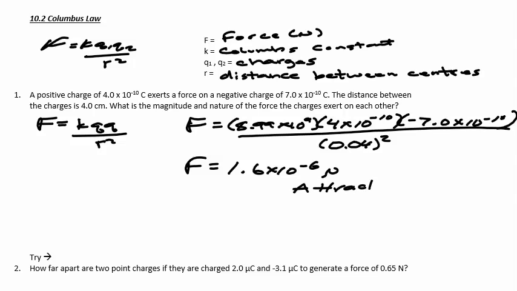And so I'm going to just talk about that negative as being attractive, because like charges repel, meaning if you've got two positives or two negatives, that will get you a positive result. It means a repulsive force. If you wind up with a negative value for force, you've got charges that are opposite of one another, and therefore it will be an attractive force.